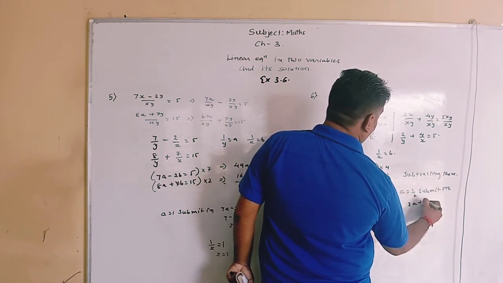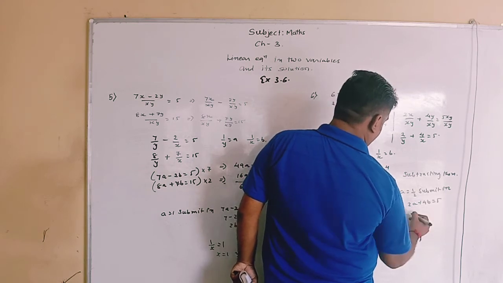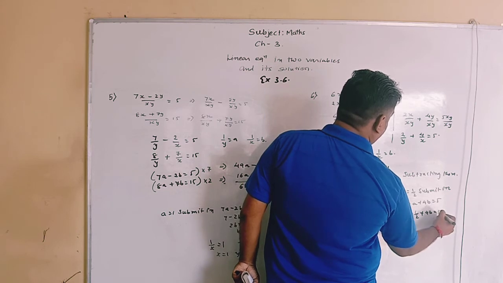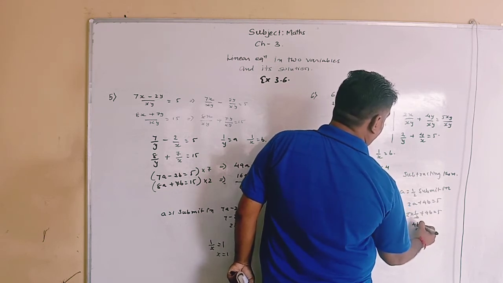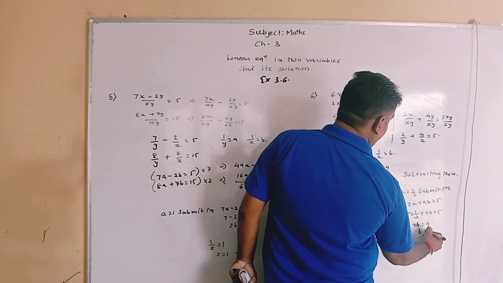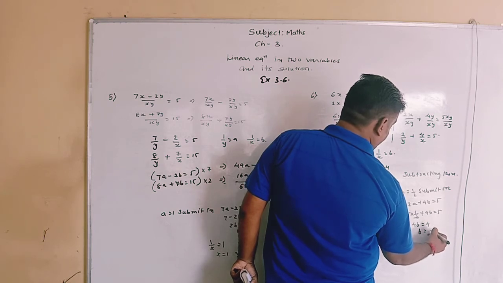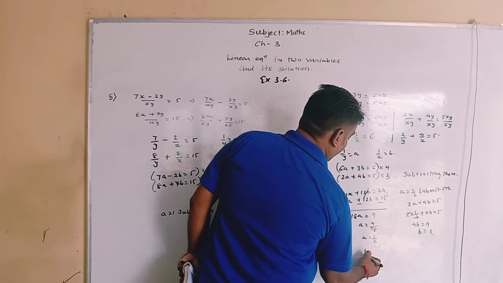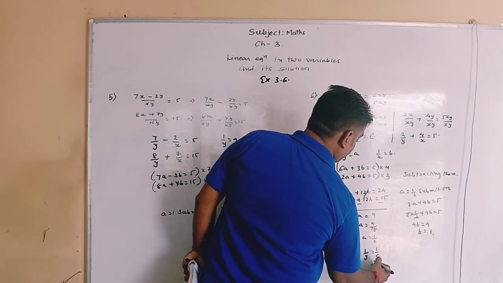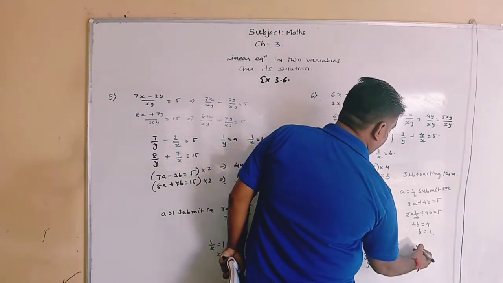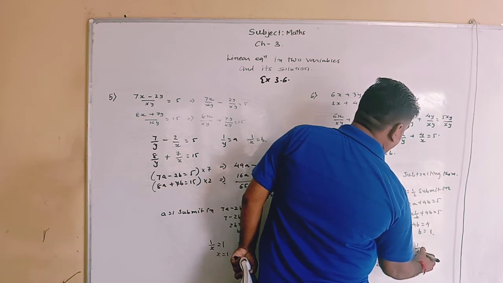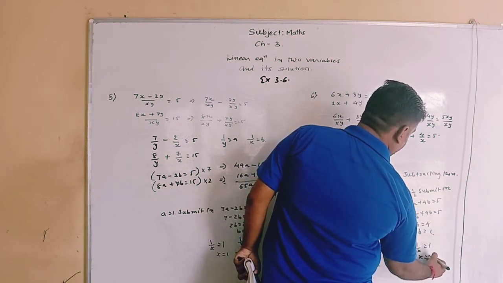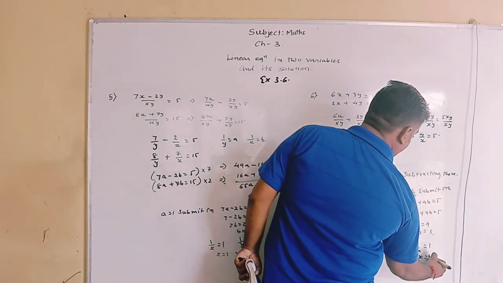2a plus 4b equals 5. So 2 into 1 by 2 plus 4b equals 5. So the 2s cancel, so 4b equals 4, and so b equals 1. And so a equals 1 by 2, so 1 by y equals 1 by 2, so y equals 2. And here 1 by x equals 1, and so x equals 1.